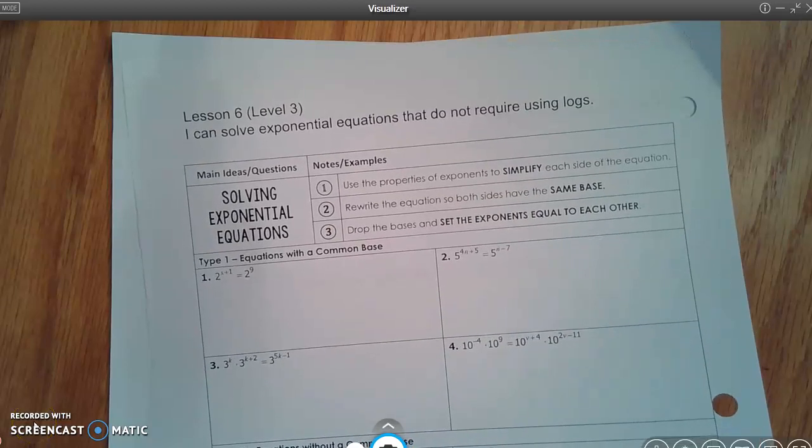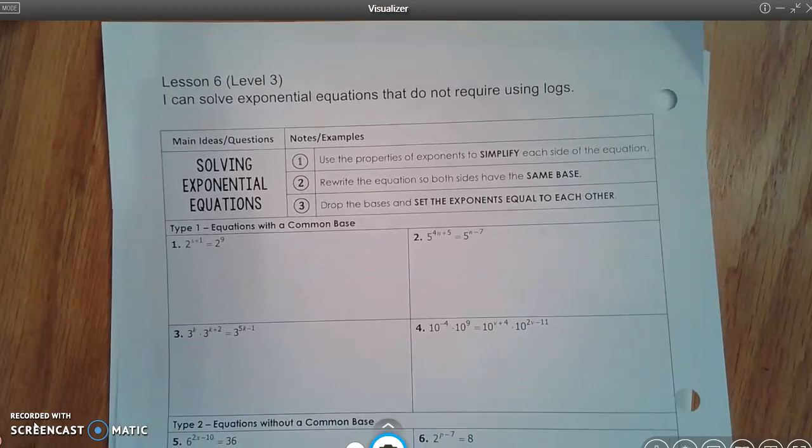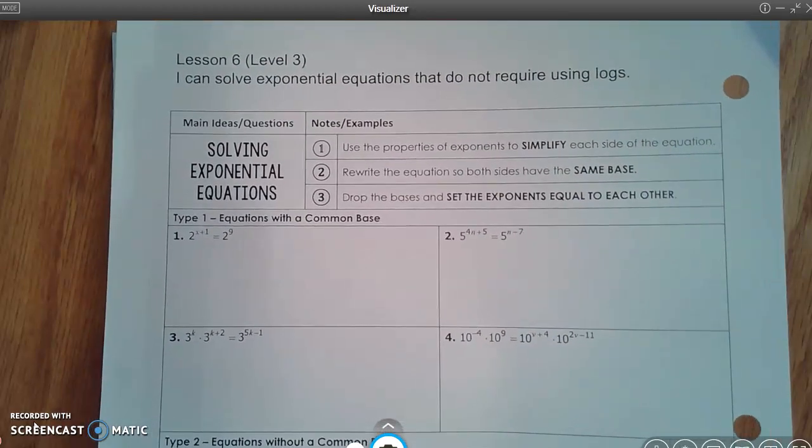Good morning, everyone. Today we're going to talk about solving exponential equations. So I believe it's page 13. We're going to go through talking about how to solve these, and then you'll have some to try on your own. Okay, so let's get going on this.